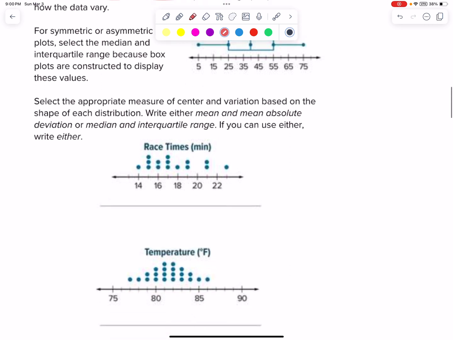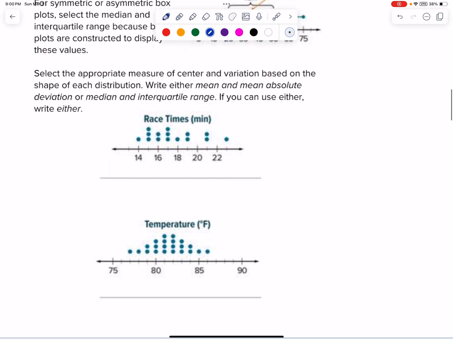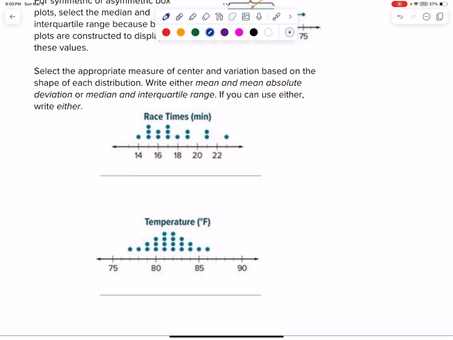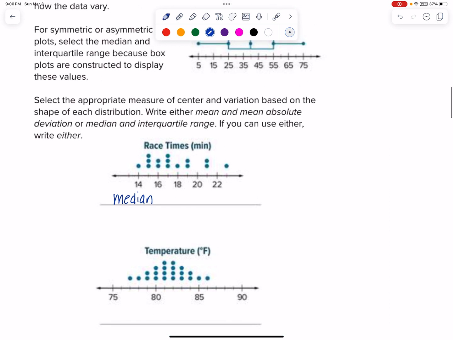So let's go ahead and take a look at this. It says select the appropriate measure of center. So if I'm looking at this and want to identify the measure of center, I notice it's really heavy on one side, and then we have these couple random ones. So when we have what's called asymmetrical, remember, we actually want to use the median instead. So we're going to use the median to look at the center.